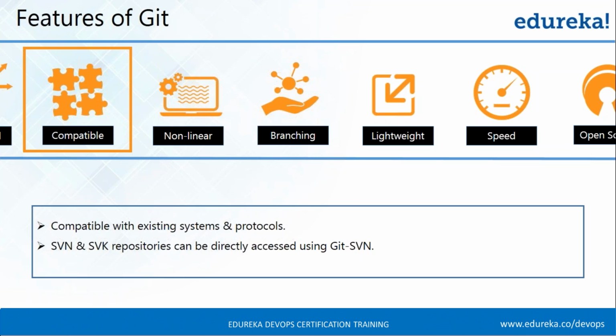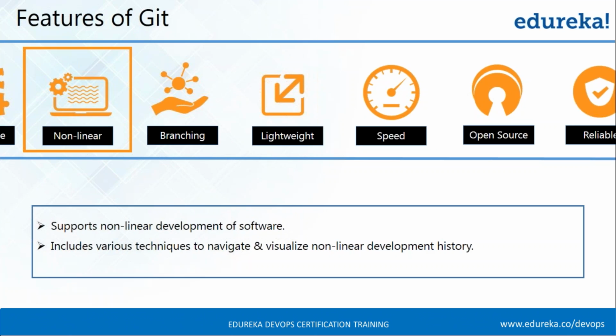So the local repository that you'll have is going to be a Git repository, and if you don't want to change your central repository, you can do that as well. We can use Git SVN and you can directly access all the files in your project that reside in an SVN repository. So you don't have to change that. And it is compatible with existing systems and protocols. Well, there are protocols like SSH and WinRM, and Git uses SSH to connect to the central repository as well. So it is very compatible with all the existing things. So when you're migrating to Git, when you are starting to use Git, you don't have to change a lot of things. So has everyone understood these two features so far? Okay. The next feature of Git is that it supports non-linear development of software.